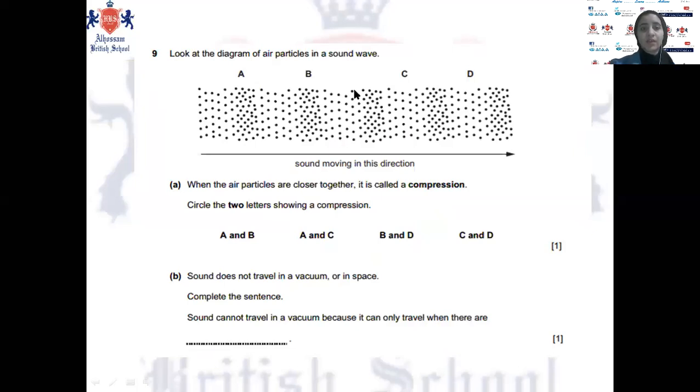Look at the diagram of the air particles in a sound wave. When the air particles are closer together, it's called compression. Which two letters show a compression? It's going to be A and B. Excellent. A and B, because C and D are not a compression.